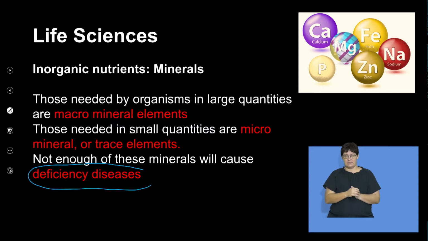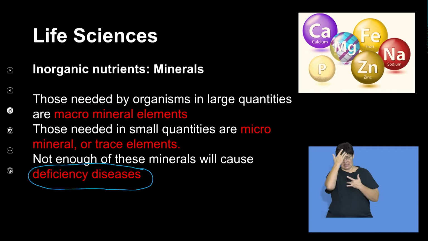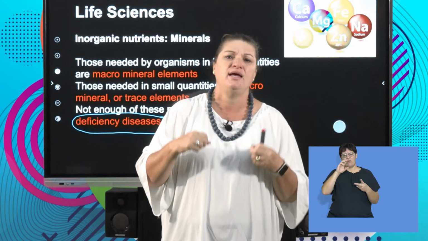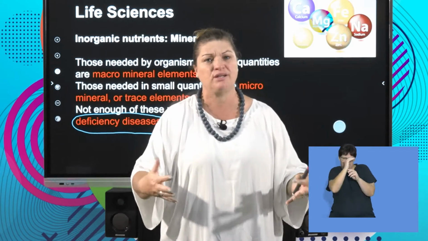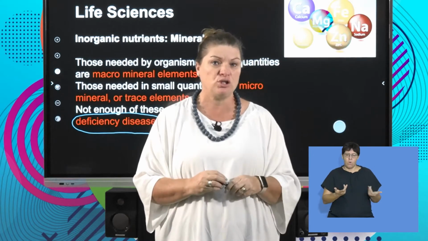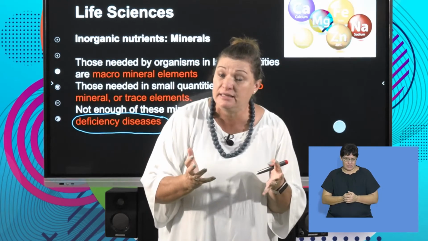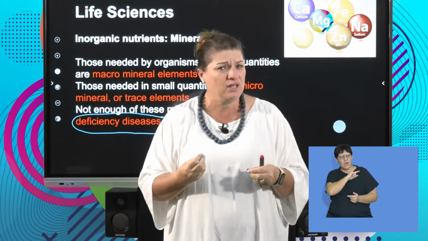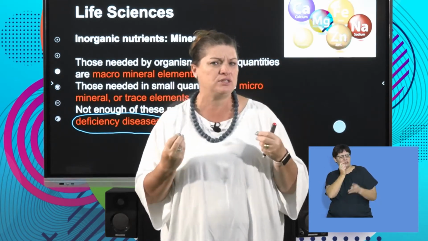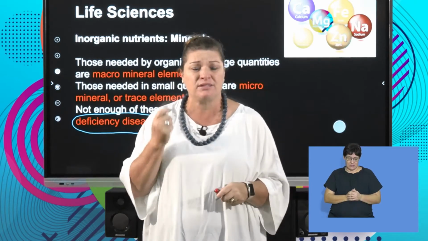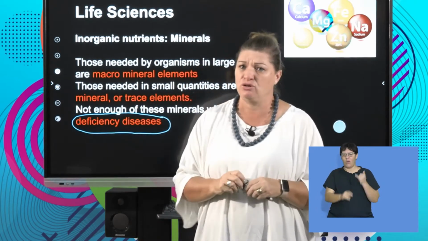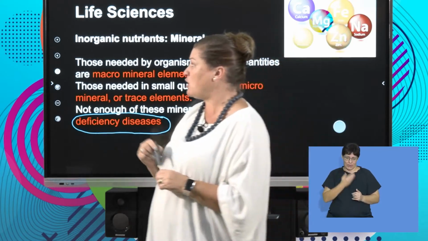The deficiency diseases: what will happen if I don't have enough of this in my diet? So we looked at if I don't have calcium, there was rickets and osteoporosis. If I don't have enough nitrogen, I have a deficiency called kwashiorkor. So all of those things: why do I need it? What kind of foods are they in? So have an idea of the kind of foods that they're in and what happens if I don't have enough. A very important concept there.